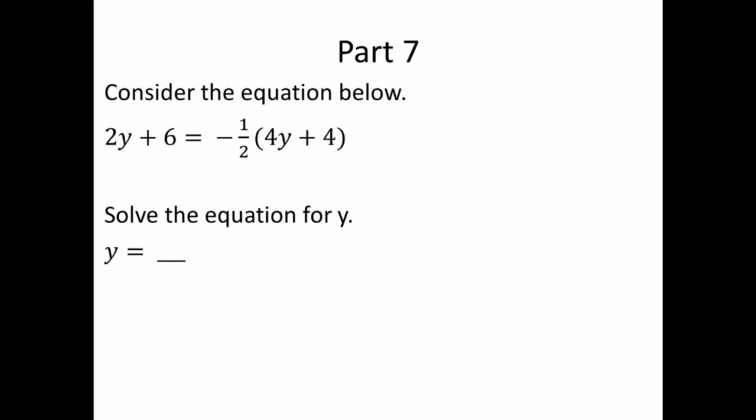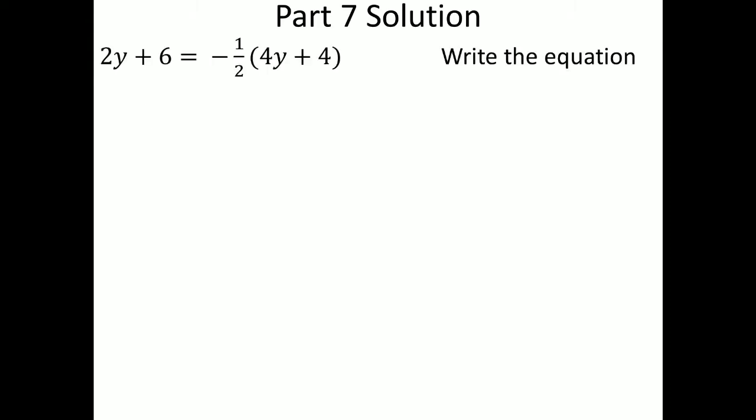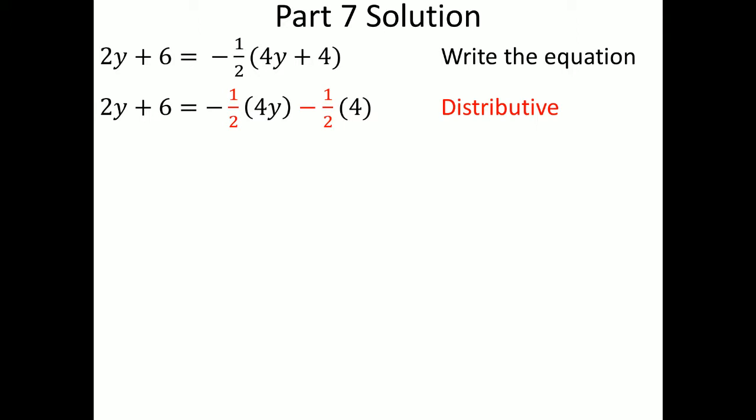Let's look at part 7 now. Consider the equation below. They're just asking you to solve for y. So, we have 2y plus 6 equaling negative 1 half, parentheses 4y plus 4. Always write the equation as the first step. Distribute the negative 1 half to both terms. So the left hand side of 2y plus 6 remains the same, equals negative 1 half times 4y minus negative 1 half times 4. Some students see this as just divided by 2. So 4y divided by negative 2 gets you negative 2y. And 4 divided by negative 2 is negative 2. So the equation is 2y plus 6 equaling negative 2y minus 2.